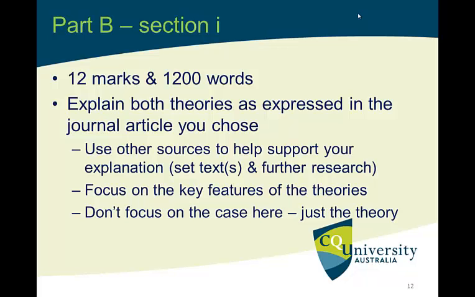Section 1 is about 1,200 words, 12 marks, again 12%. In this section you explain the theories as expressed in the journal articles that you're looking at. So you can and should use other articles to support your explanation. So here we're talking about set texts from your course that your teacher has given you, and also further research that you might wish to do. I would definitely consult extra journal articles and a textbook as well if possible, if not 2. Here you're really focusing on the key features of the theory. Don't focus on the case, just really what's the theory about?